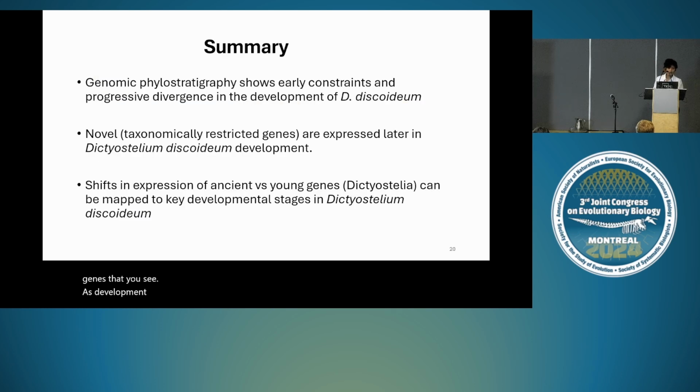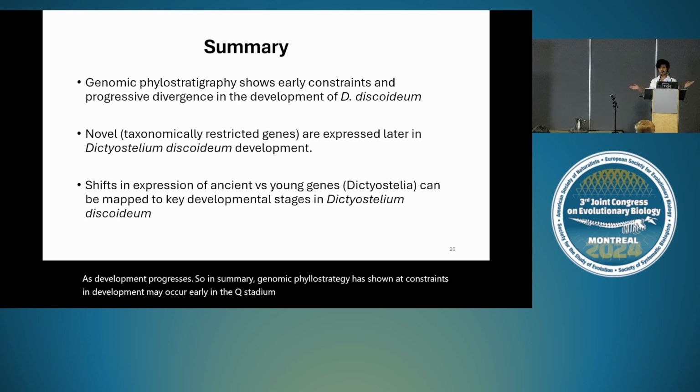So in summary, genomic phylostratigraphy has shown that constraints in development may occur early in Dictyostelium, and genes get progressively diverged over time. Novel genes get expressed much later in development, and this shift can be mapped to key developmental stages. And there are a whole bunch of questions I am going to ask in the follow-up. I'm excited to talk about that if anybody wants to later on.